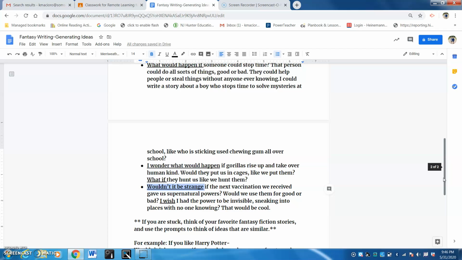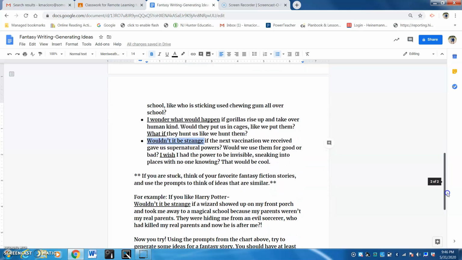If you're stuck and you really can't figure out an idea for fantasy fiction writing, think of your favorite fantasy fiction stories. Think of those Harry Potters. Think about those Chronicles of Narnia, or Series of Unfortunate Events, or Sisters Grimm. Here's an example. If you like Harry Potter stories, you could generate an idea. Wouldn't it be strange if a wizard showed up on my front porch and took me away to a magical school because my parents weren't my real parents? They were hiding me from an evil sorcerer who had killed my real parents, and now he's after me. So see how I took a story that I really truly liked, and I generated an idea for one of my own fantasy fiction stories.